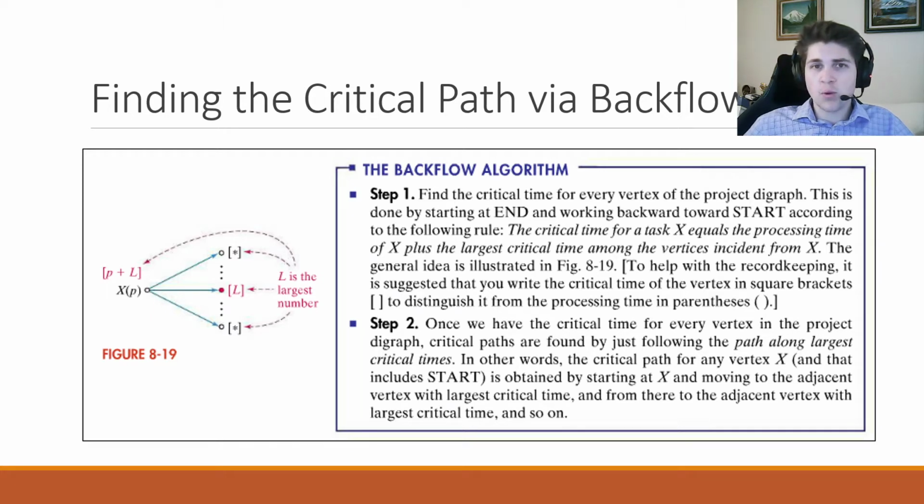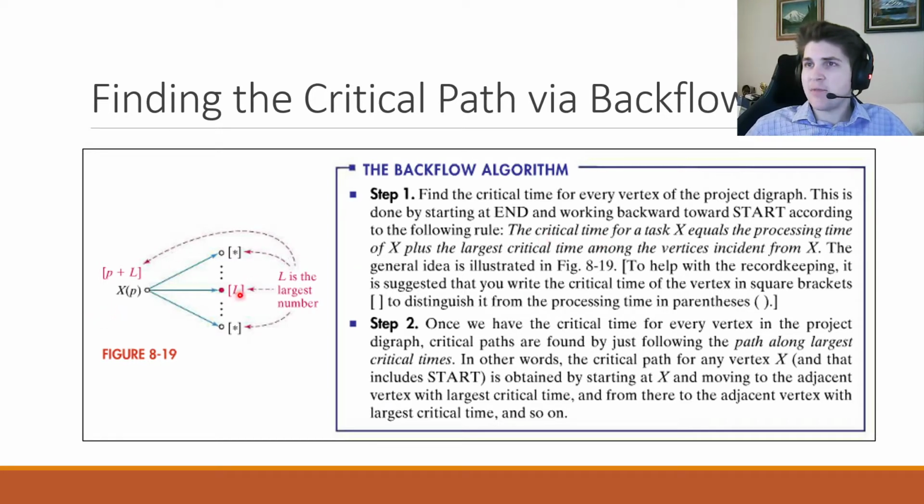according to the following rule. The critical time for a task X equals the processing time of X plus the largest critical time among the vertices incident from X. So that's quite a sentence. Let me grab my laser pointer so that I can point at it. But basically, let's say I was trying to find the critical time of this vertex. What it says to do is look at all the critical times of the vertices incident from it, and all that means is the ones stemming directly from it, that come after it, basically with an arrow from it to a target.